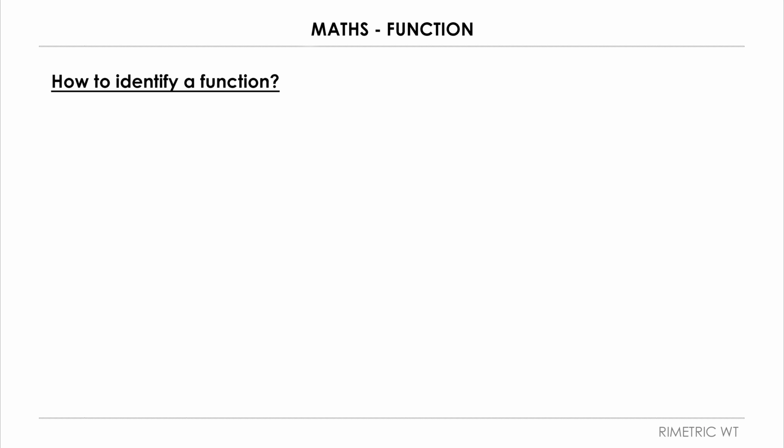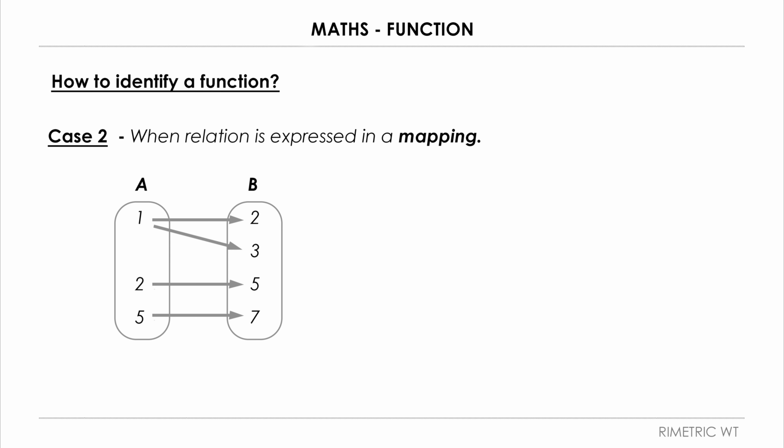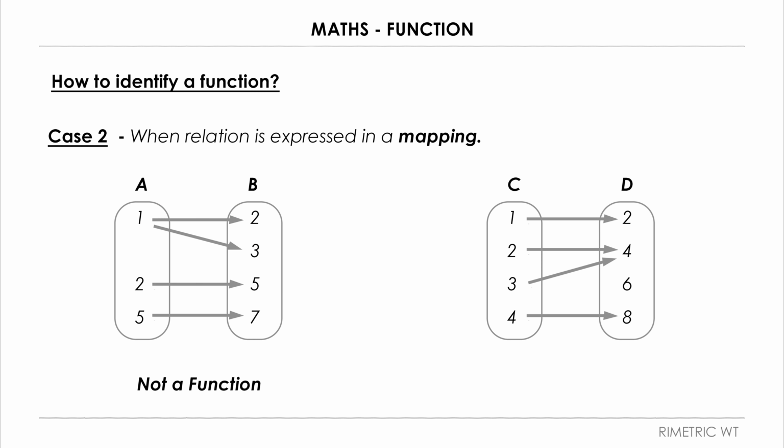The second case is when the relation is expressed as a mapping, where elements of the domain are connected to elements of the range by arrows, as shown. If at least one element of the domain has more than one arrow pointing to different elements of the range, then the relation is not a function, illustrated here. However, if every element of the domain has exactly one arrow pointed to an element of the codomain, then the relation is a function, as illustrated on the screen.